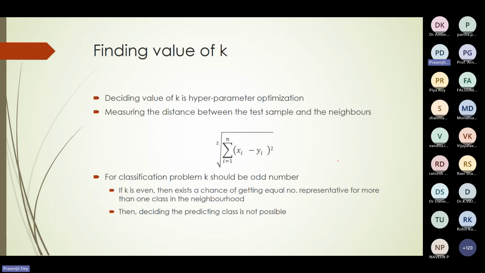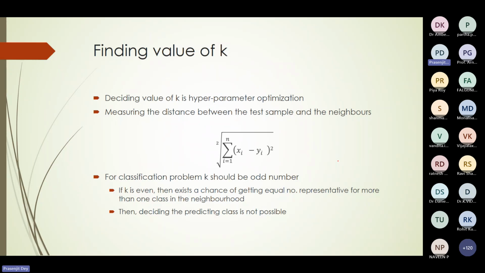Like if I want to compare the marks between two students, a student X having marks 60, another student Y having marks 70. So obviously the absolute difference, 70 minus 60, is 10. So that is a Manhattan distance.